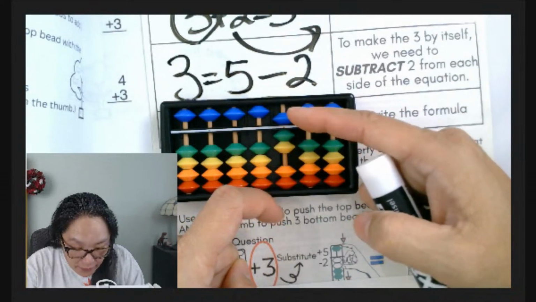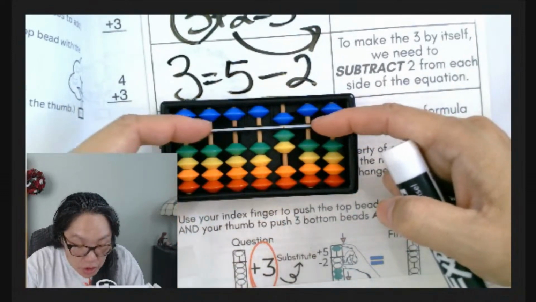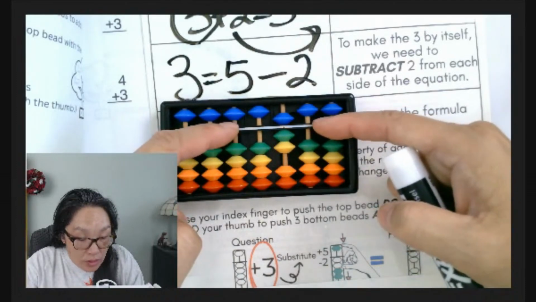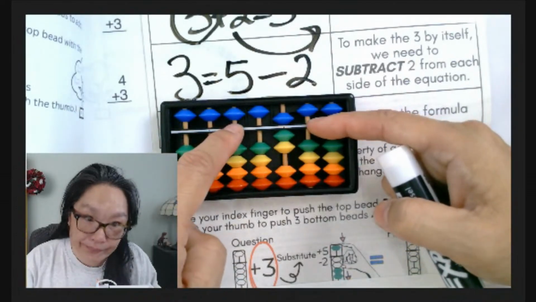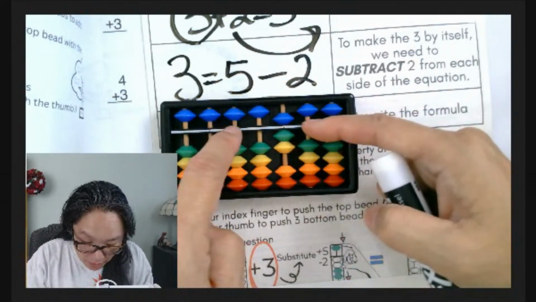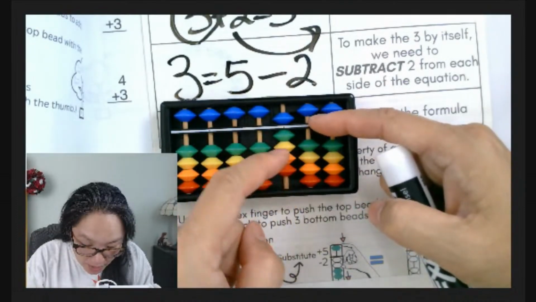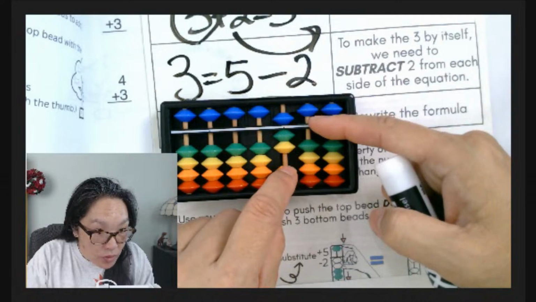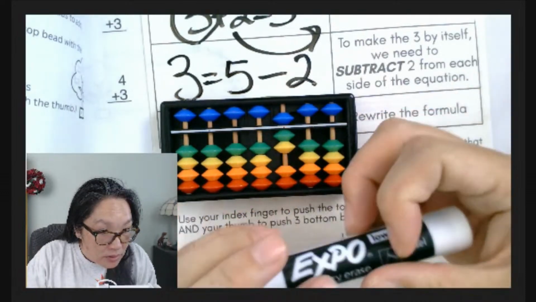We're taking the 5 and we add the 5, we bring it to the beam. We bring it to the horizontal bar, the reckoning bar, right? We bring it to the reckoning bar. And then we take away. We want to minus the 2. When we minus the 2, we take it away from the horizontal bar. Does that make sense?